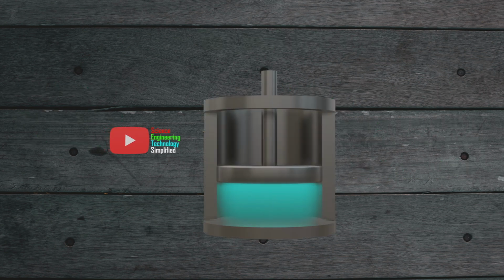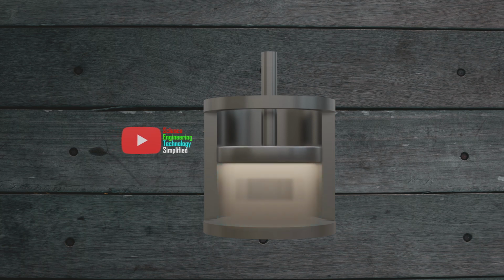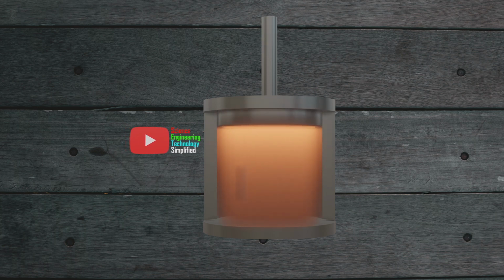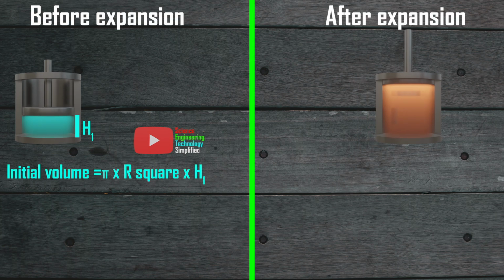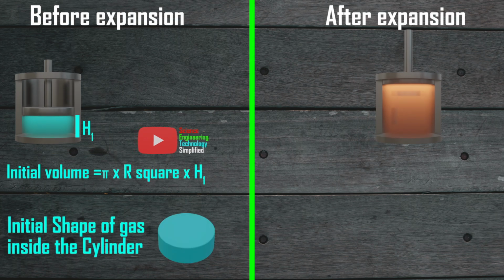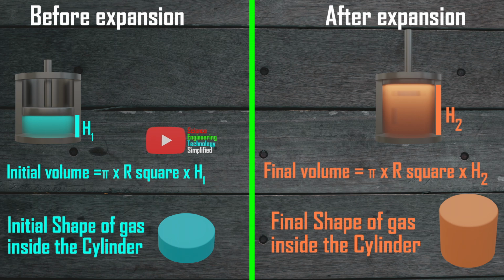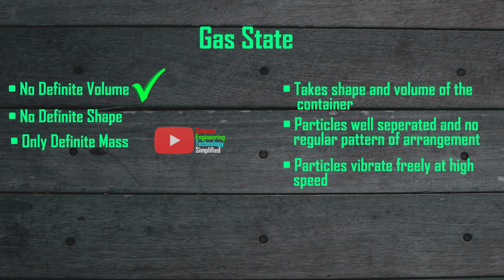Suppose, you have this piston cylinder arrangement with gas inside. Now, if we will raise the temperature of the gas, then the gas will expand, and the piston will move. So, we can see the initial volume, and the shape of the gas inside the cylinder were this, but after expansion, the volume, and shape of the gas are this. So, we can say that, gas has neither definite volume, nor definite shape.